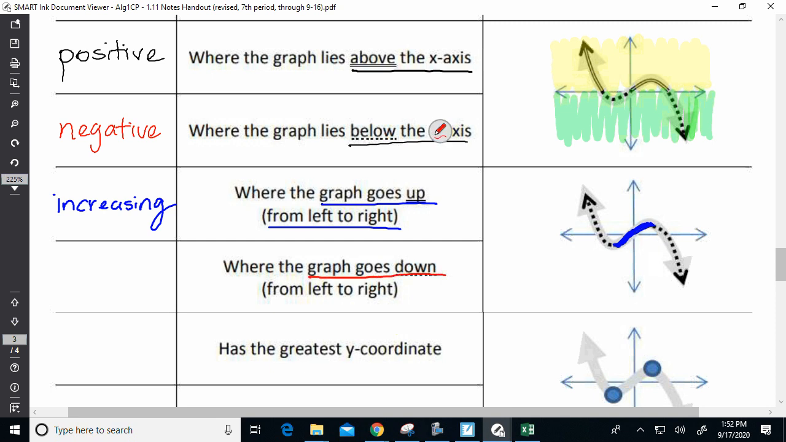When the graph goes down from left to right. So there are two parts that I'm putting in red. The graph is going down if you look at it from left to right. So key here, you must look from left to right, just like the order of operations. That we call decreasing.